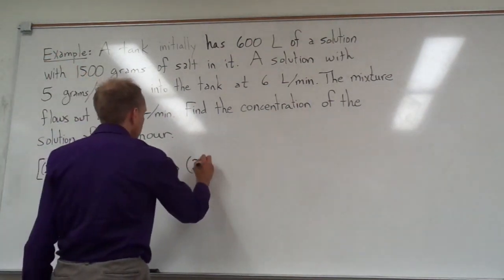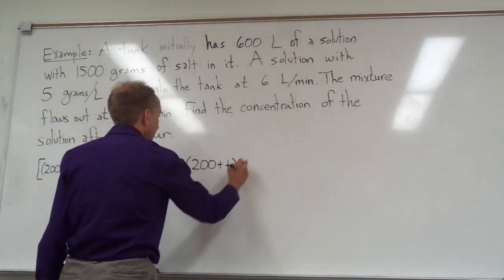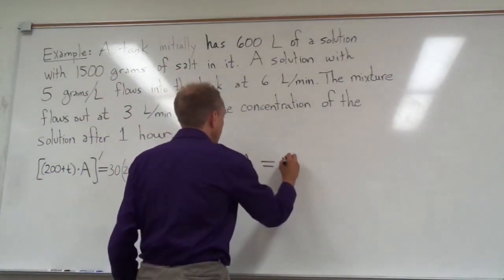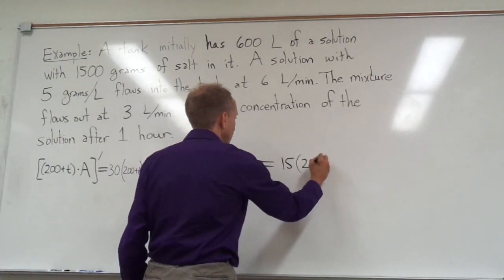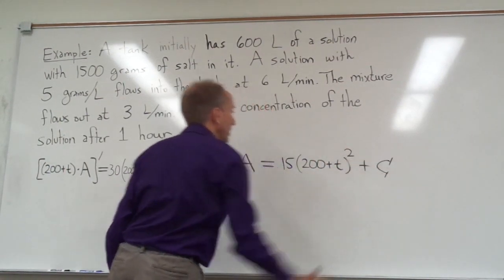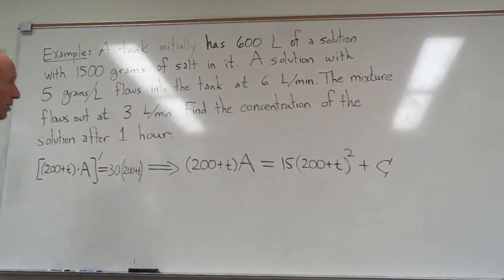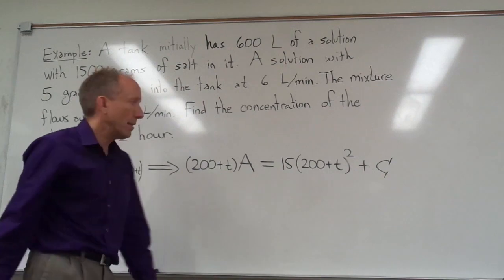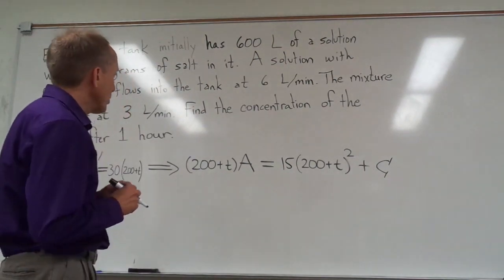So when I integrate on the left side, I can just cancel my derivative. And when I integrate on the other side, I'm just going to do this quickly for you. It's a very simple integral to do. I get 15 times (200 plus t) squared plus c. Okay, great. So this is what we have so far.